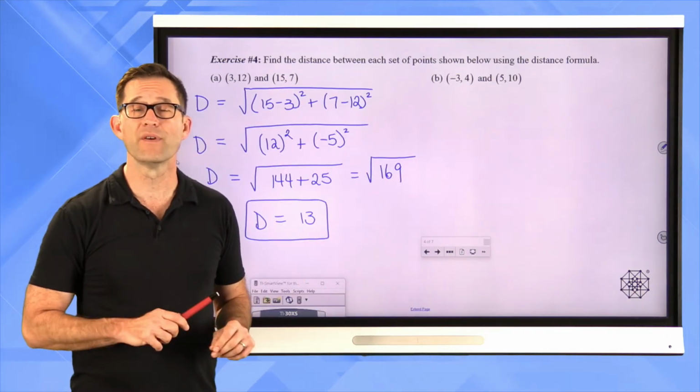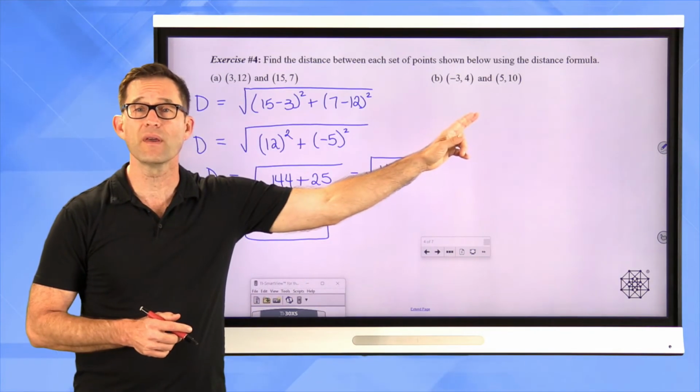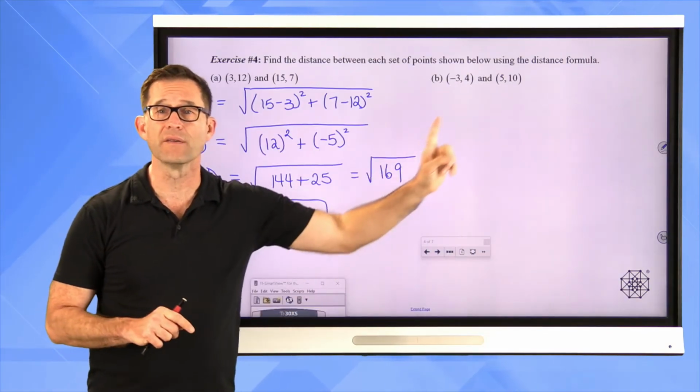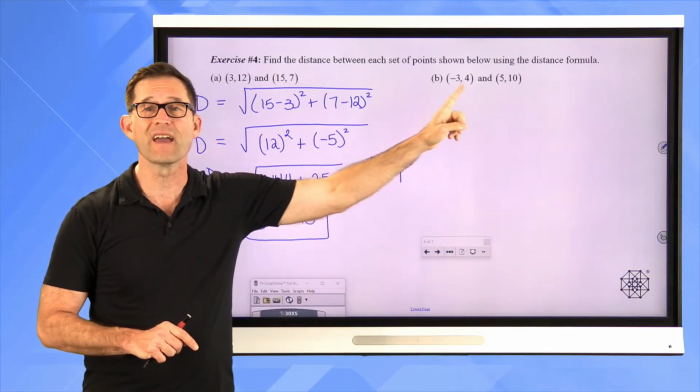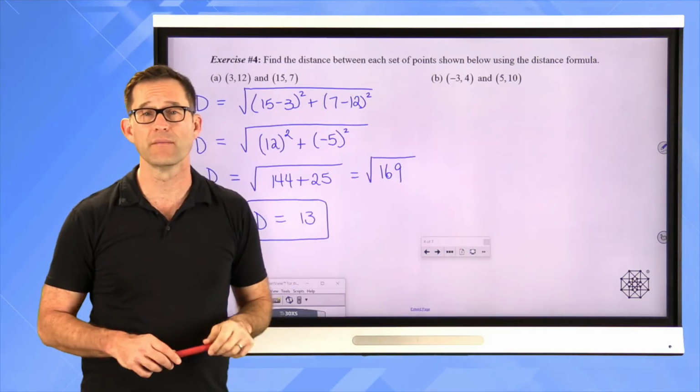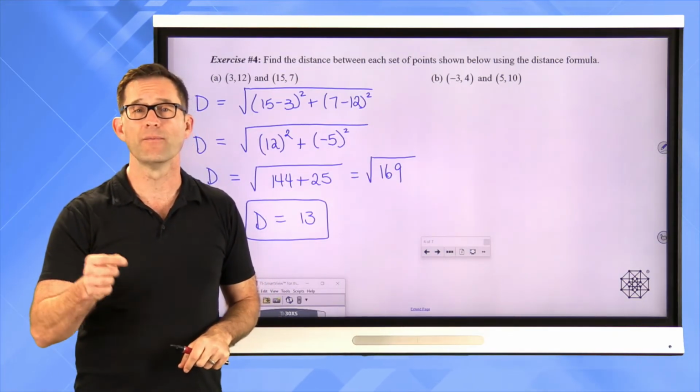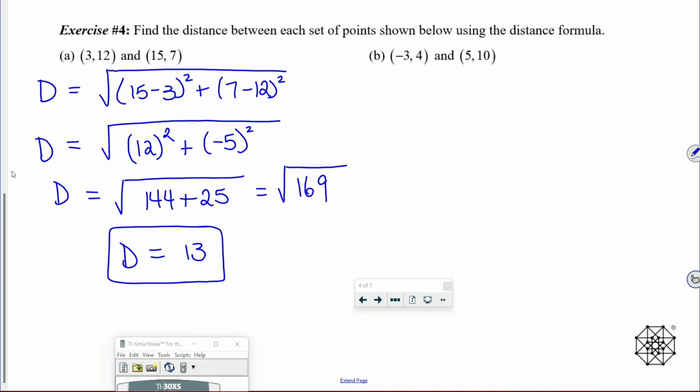I'd like you to pause the video now and see if you can do the same thing here. Watch your positives and negatives. We're going to have a 5 minus a negative 3. You've got to watch out for that. That can be a little tricky. Pause the video now and see what you get.